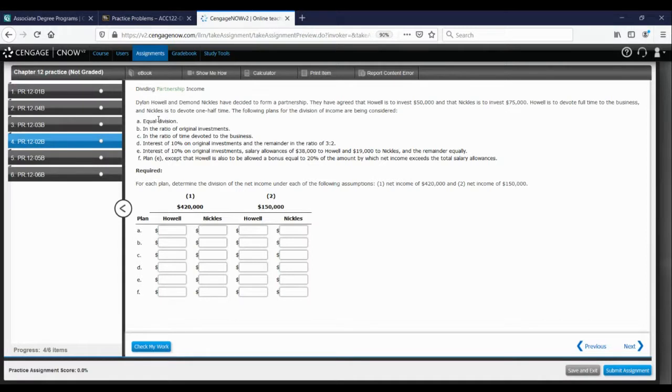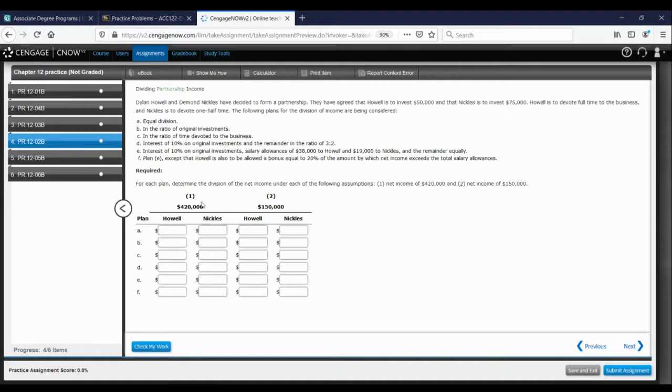First of all, we need to read our instructions. Dylan Howell and Desmond Nichols have decided to form a partnership. They have agreed that Howell is to invest $50,000 and that Nichols is to invest $75,000. Howell is to devote full time to the business, and Nichols is to devote one half time. The following plans for the division of income are being considered. In the first plan, they want you to determine how to divide the income equally.